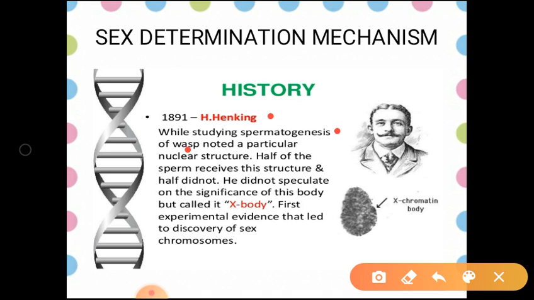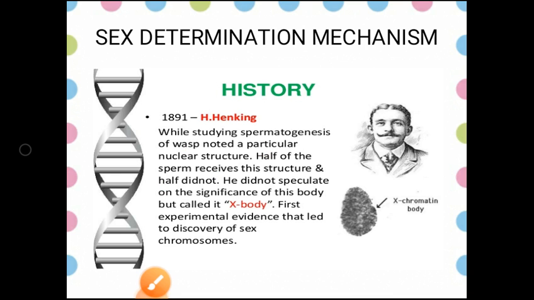When he was studying this process, he could find a special type of nuclear structure throughout the process. But after the formation of sperm, half of the sperm received this structure, but the other half did not. And he called this special nuclear structure the X body. Now we are calling this the X chromosome.